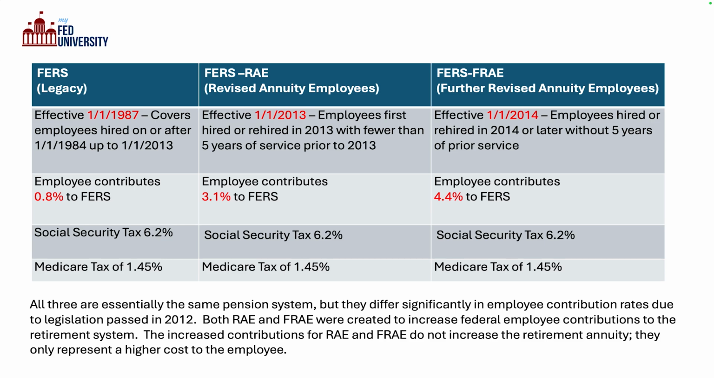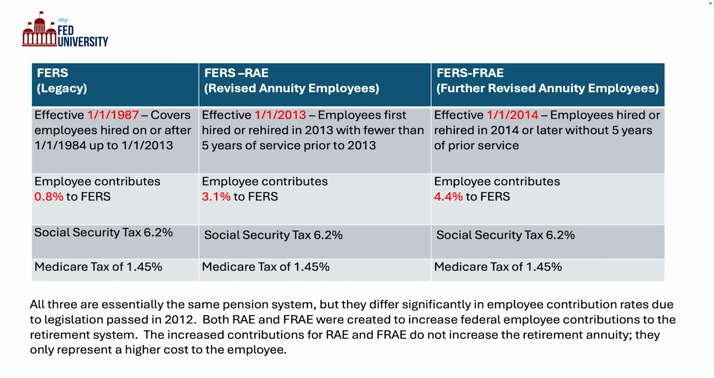Before we get into some of the eligibility requirements and the different types of retirements under FERS, it's important to note that there are three categories of the federal employees retirement system that you should know about. Now, all three of these are essentially the same pension program, but they differ significantly in the employee contribution rates due to legislation that was passed in 2012. So the three categories are the FERS Legacy Program, or what we'll refer to as the FERS Legacy, the FERS Revised Annuity Employee, or FERS-RAE, and the FERS Further Revised Annuity Employee, which we'll refer to as FERS-FRAE.